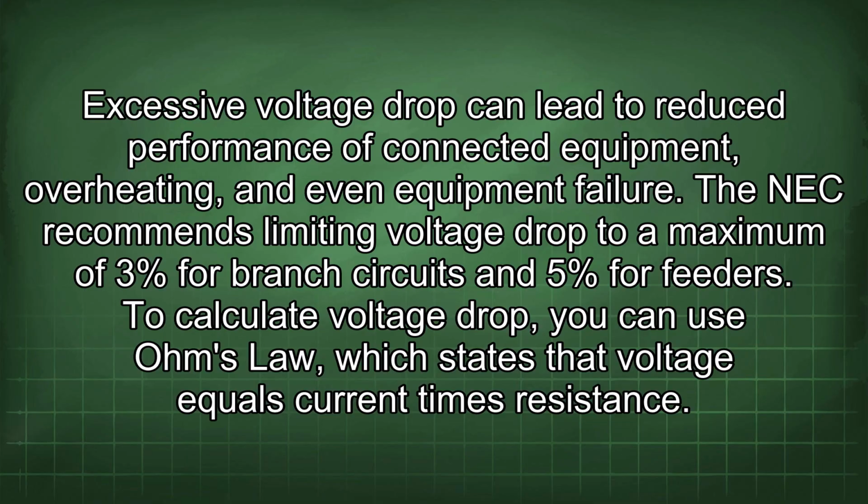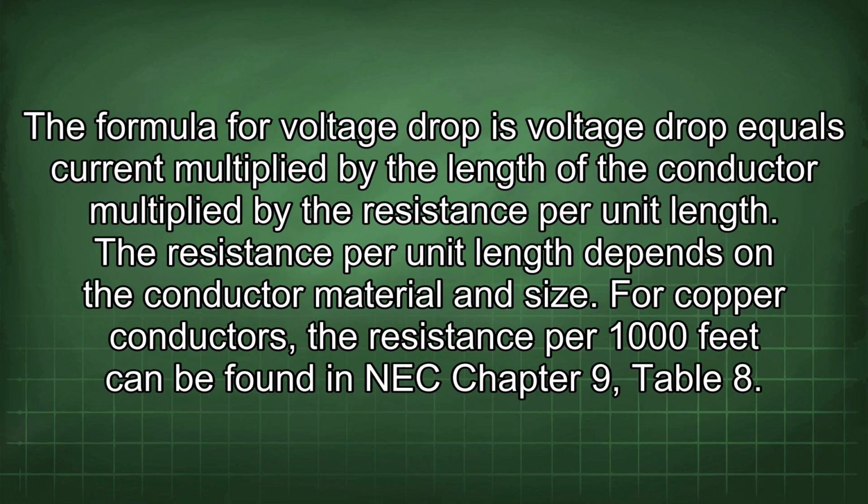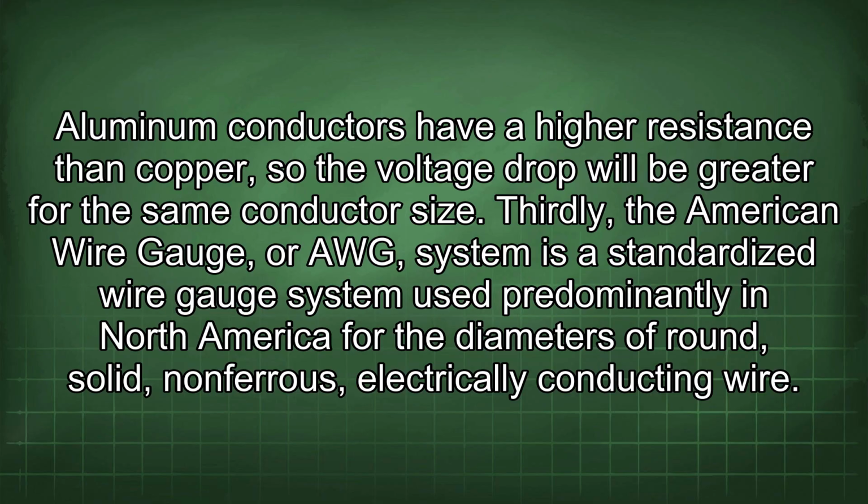To calculate voltage drop, you can use Ohm's law, which states that voltage equals current times resistance. The formula for voltage drop is voltage drop equals current multiplied by the length of the conductor multiplied by the resistance per unit length. The resistance per unit length depends on the conductor material and size. For copper conductors, the resistance per 1000 feet can be found in NEC Chapter 9, Table 8. Aluminum conductors have a higher resistance than copper, so the voltage drop will be greater for the same conductor size.